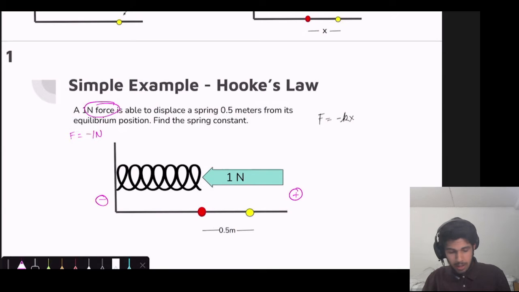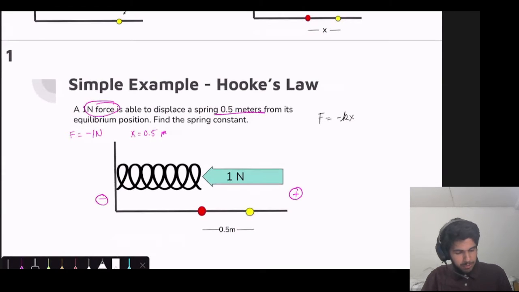Okay? And then x, we're also given 0.5 meters, right? That is its displacement from equilibrium. It displaces the spring 0.5 meters from its equilibrium position. And with this diagram, we see that this yellow is probably the equilibrium position, but now we've compressed the spring and now it's here, so this distance is 0.5 meters. So then we can just solve for k.